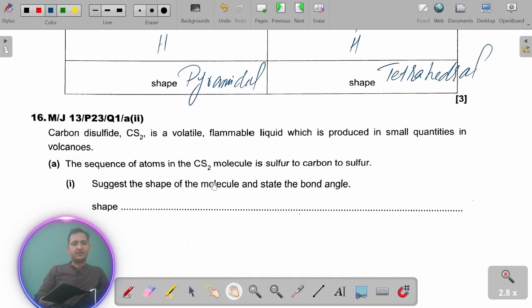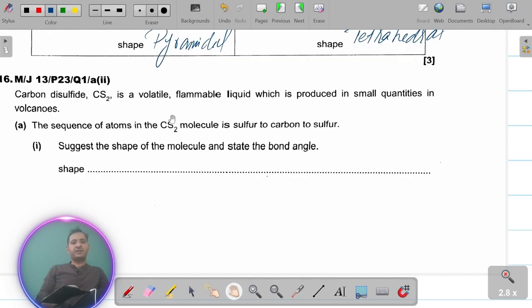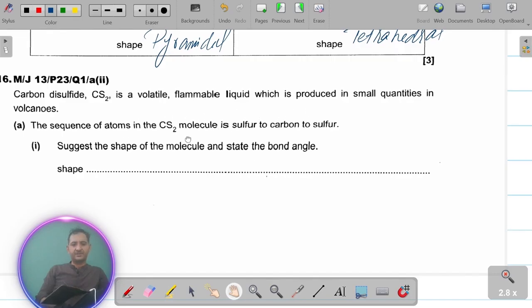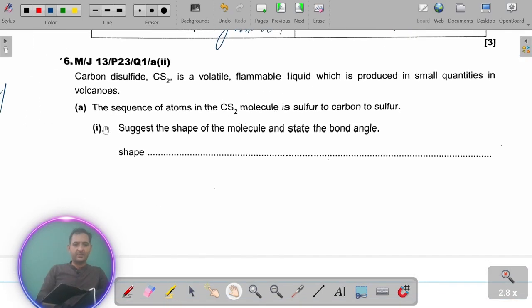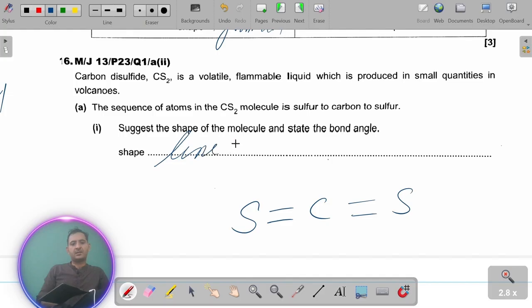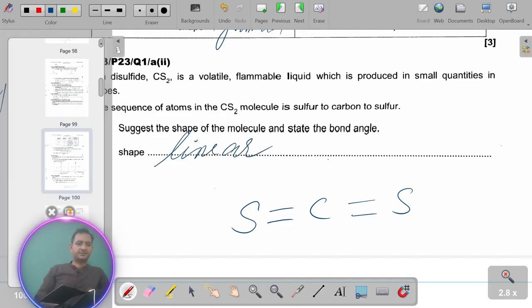Next. Carbon disulfide is a volatile flammable liquid which is produced in small quantities in volcanoes. State the shape of CS2. Because there are no lone pairs of electrons, it is a linear shape. The next.